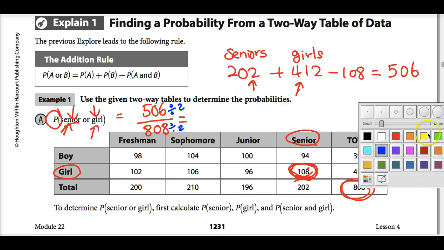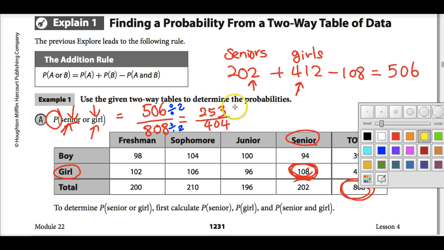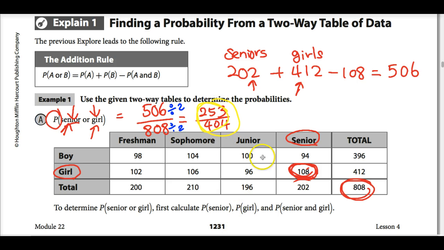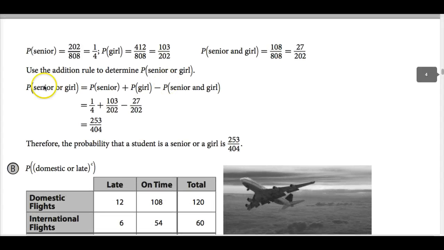So then what did I get? That would be 253 over 404. Can I do anything else? 7 plus 3. I think that's it. So then my answer, the probability of any random student being a senior or a girl is what? 253 over 404. So then I feel nervous, so let me check my answer. Yay, got it right, okay. I should have looked at the answer first so I don't have to go back.